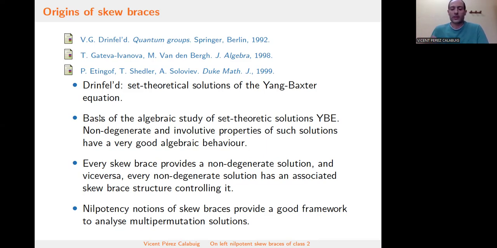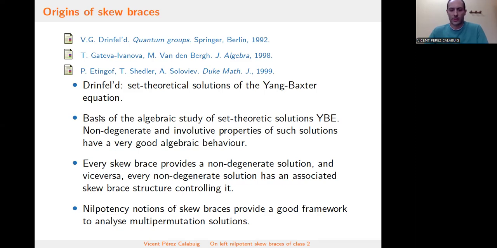Their importance lies in the fact that computer experiments are showing more and more that almost every finite non-degenerate involutive solution is multi-permutation. In addition, the study of multi-permutation solutions can be addressed in terms of an algebraic property of skew braces. Namely, nilpotency notions of skew braces provide a very good framework to analyze this class of solutions. So my aim here is to present you our structural study of left nilpotent skew braces of class 2, and the applications to the classification of multi-permutation solutions.